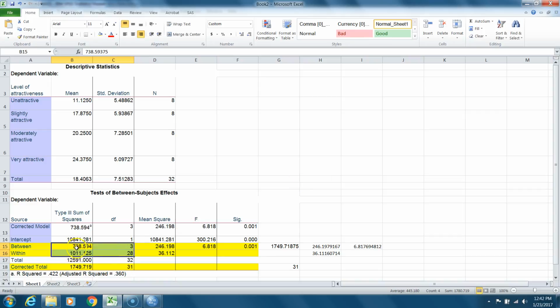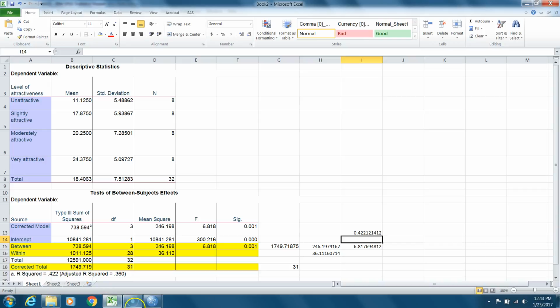Without even going into SPSS and asking for that calculation, I can take our between group sums of squares, which is 738, and divide it by the corrected total, and I get a value of 0.422. You can see in your textbook that this is also correct on page 16.